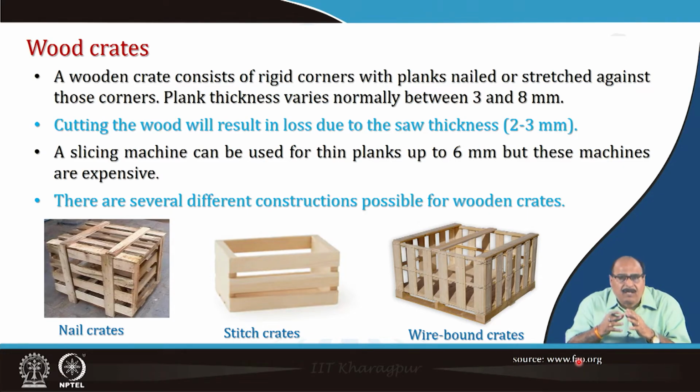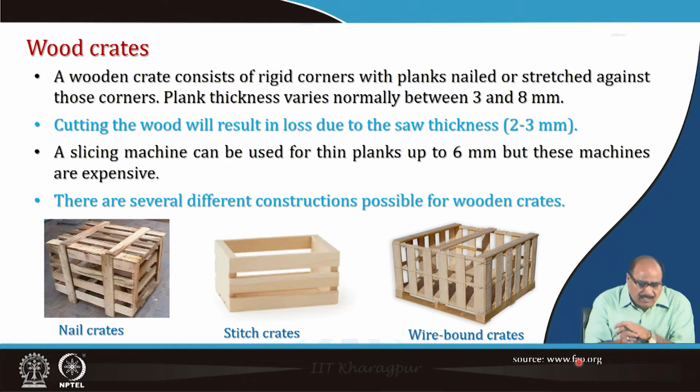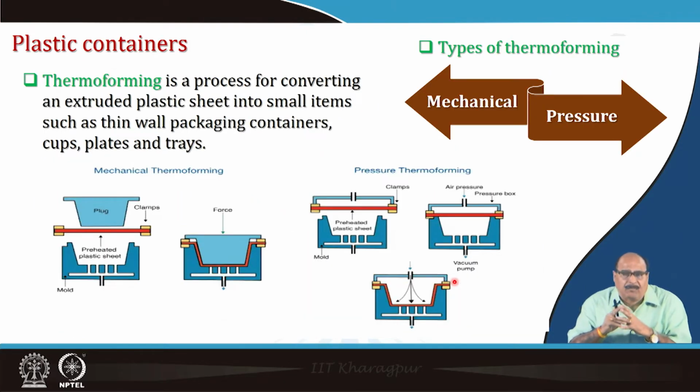There are several different constructions possible for wooden crates. A few are shown here in the figure, like nail crates, stitch crates or wire bound crates. These are some of the commonly used wooden crates for packaging and for transportation. These are normally used for secondary packaging of the material for shipment or transportation.